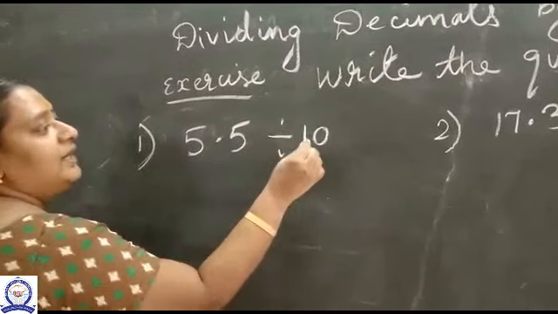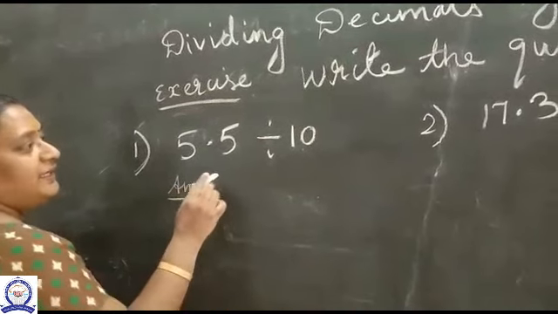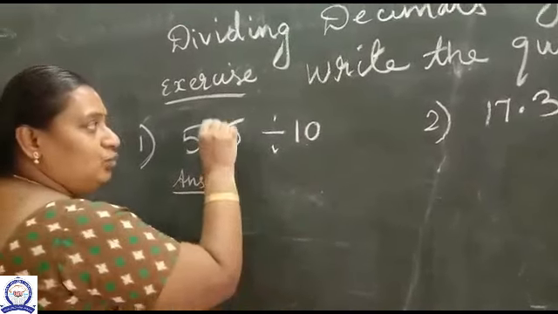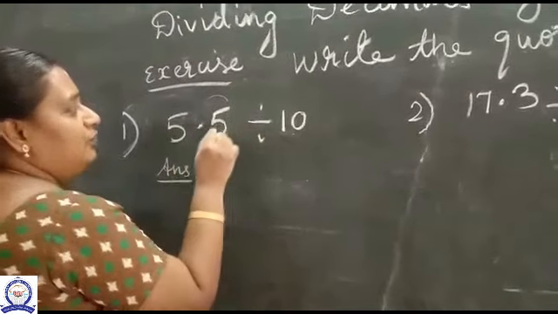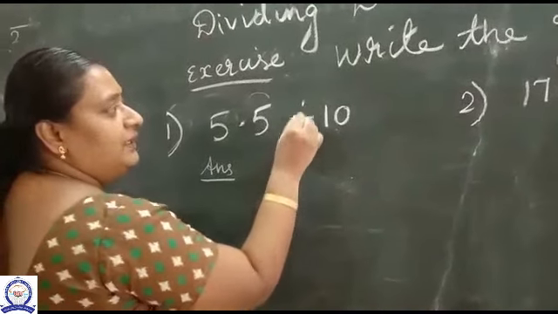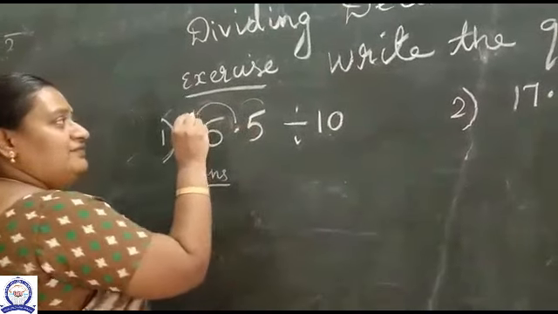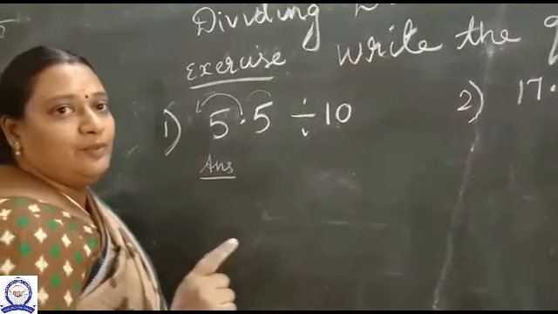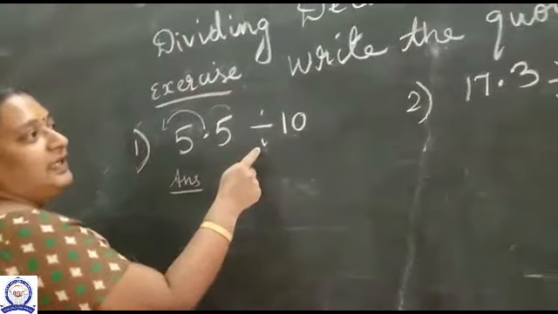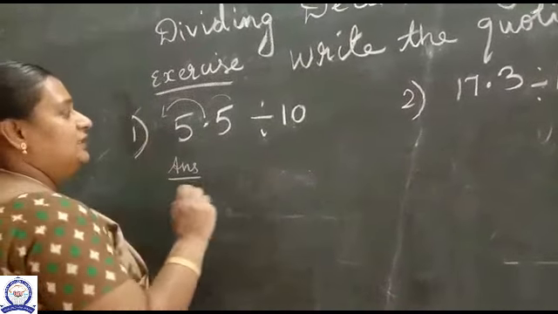In multiplication, if you multiply a decimal number by 10, 100 or 1000, the point will move to the right side. But if you divide a decimal number by 10, 100 or 1000, the point will move to the left side. Multiply பண்ணும்போது point வந்து right side move ஆகுது. Divide பண்ணும்போது 10, 100, 1000 ஆல divide பண்ணும்போது point எங்க move ஆகுது? Left side move ஆகுது.